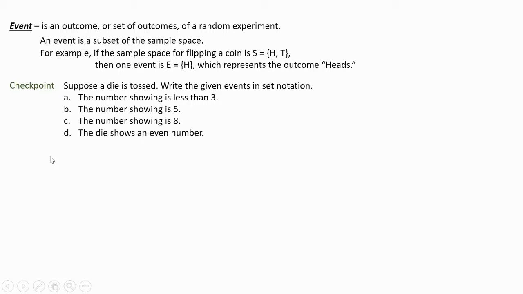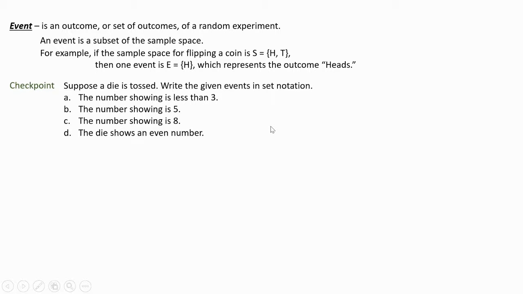Okay, now checkpoint. Just make sure that you guys are understanding the concept here. Suppose a die is tossed. A die stands for just a single dice, a single die. And when it's dice, it's plural. It means two or more dice that are tossed or flipped. Write the given events in set notation.